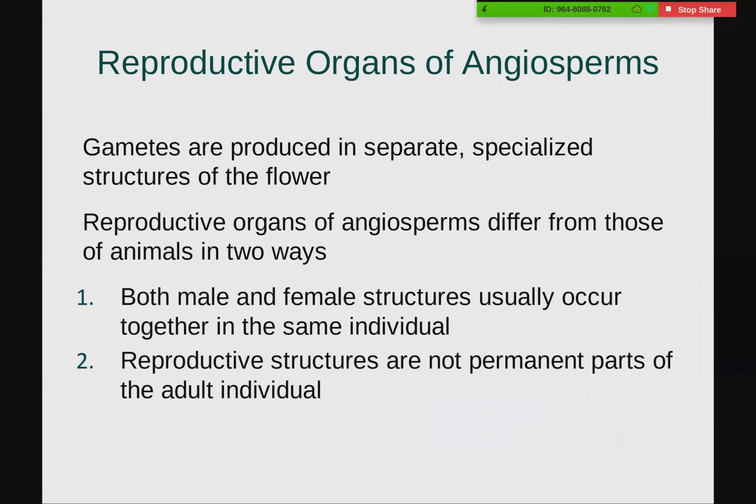Now, the reproductive organs of our angiosperms, as we know, are specialized structures of the flower, and those reproductive organs of angiosperms are different from those of animals in two distinct ways. So both the male and the female structures usually occur together on the same individual, whereas in animals, there's a male and a female, right? And the other idea is that reproductive structures are not permanent parts of an adult individual, right? The penis of a human doesn't go away, right? It's not a temporary thing, but for angiosperms, it really is.